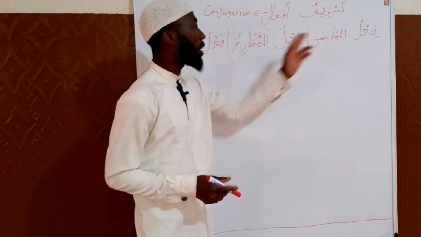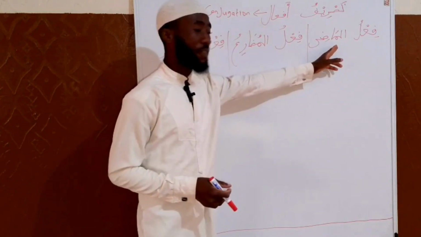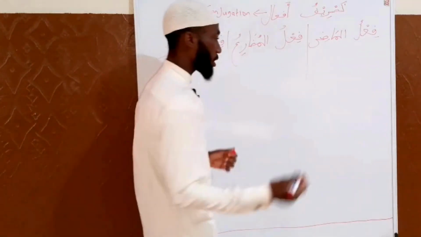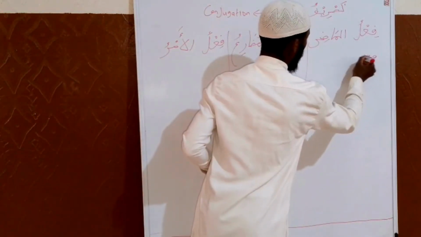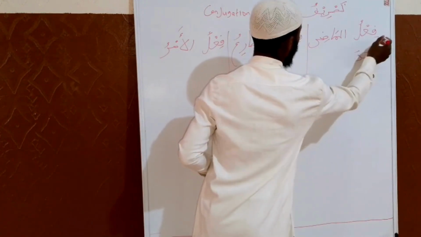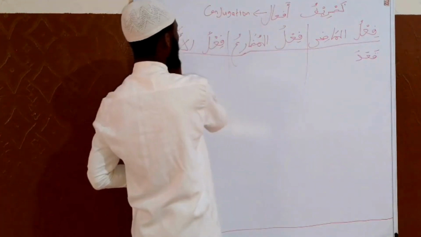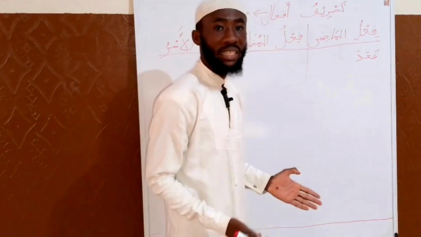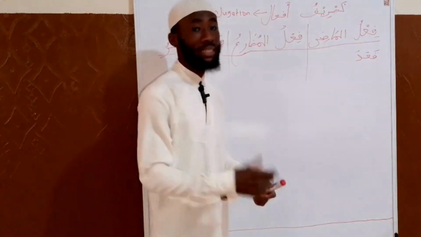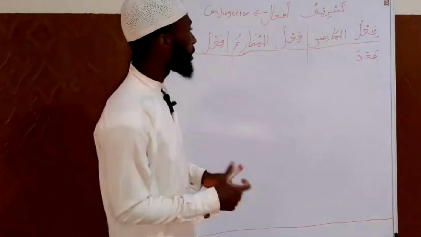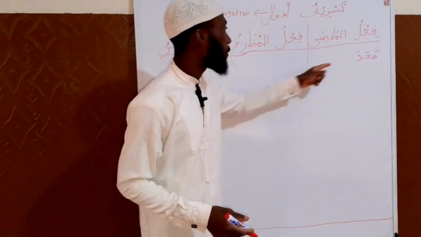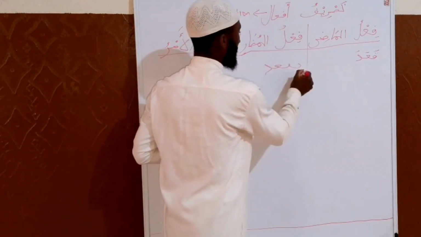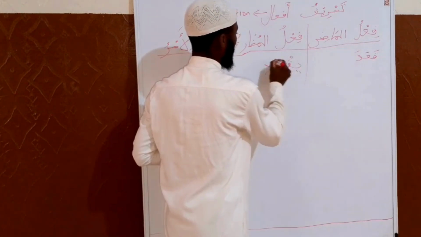So now, for example, this is fi'l madi, the past tense. An example of past tense is qa'ada. Let's use qa'ada. It means sat. Now, when we say the fi'l mudari of qa'ada, we say it is yaqu'udu.